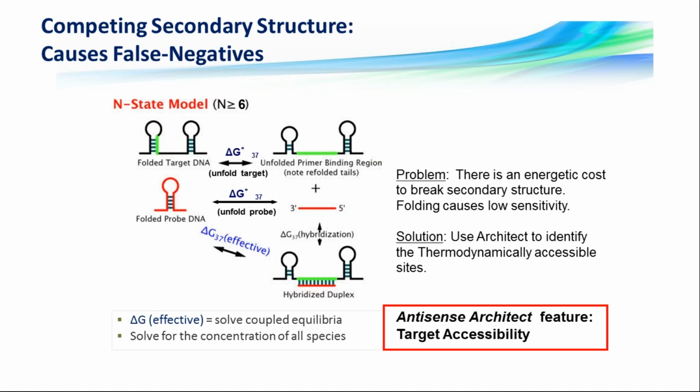So this means that Antisense Architect will evaluate and thermodynamically score your desired design sites. And if given an entire target, it will identify all thermodynamically accessible targets that the user specifies under their own conditions. So this will give you the most sensitive oligonucleotide designs.